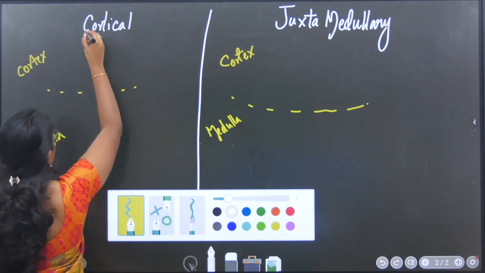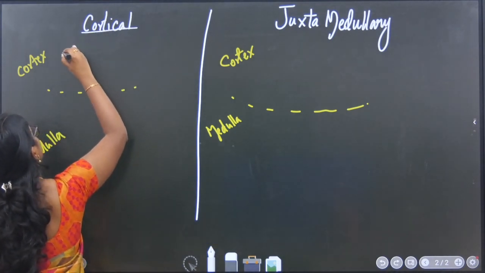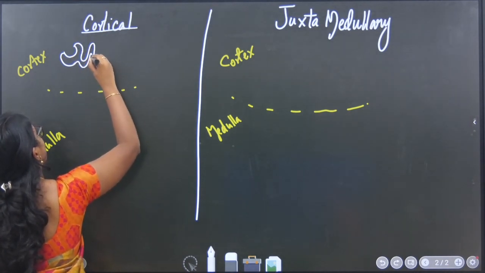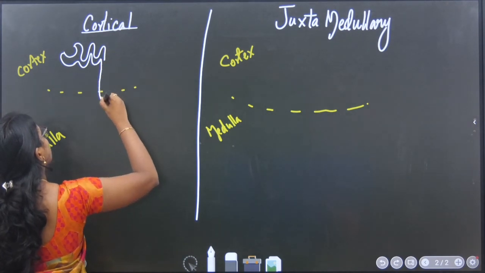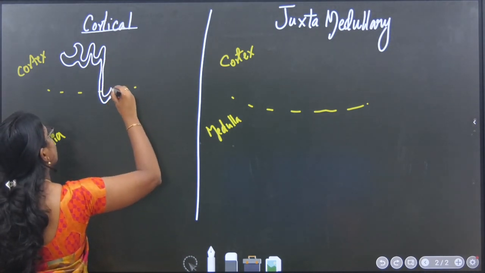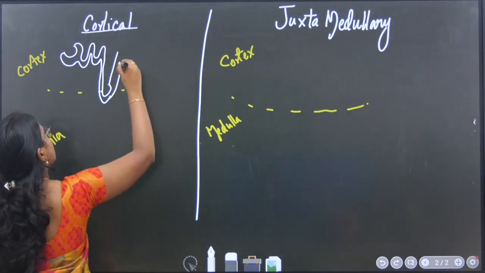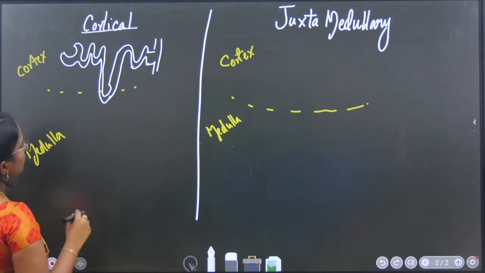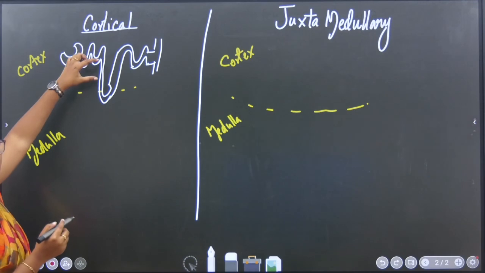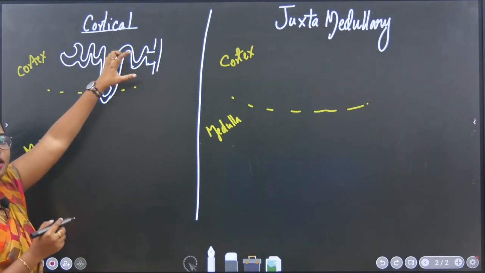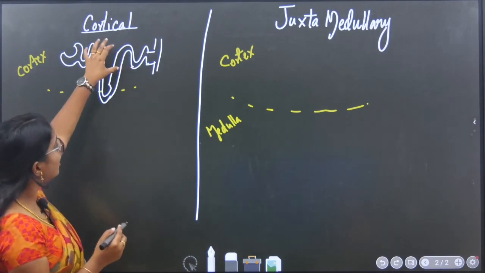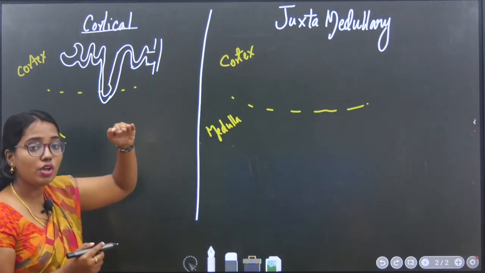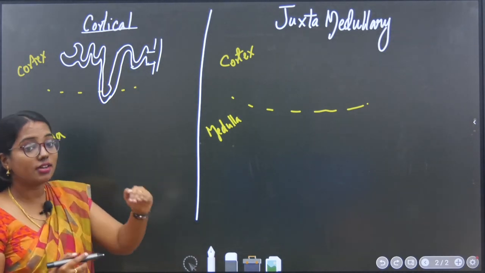In case of cortical nephron, here we know that it is called Bowman's capsule, and from the Bowman's capsule, what is connected? The portion which is connected is PCT, and from the PCT, what is connected? Bowman's capsule, PCT, Henle's loop, DCT and collecting duct. In case of cortical nephron, almost all the portions are present in the cortex. That's why it is called cortical nephron.